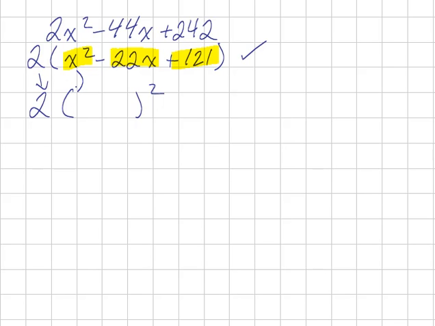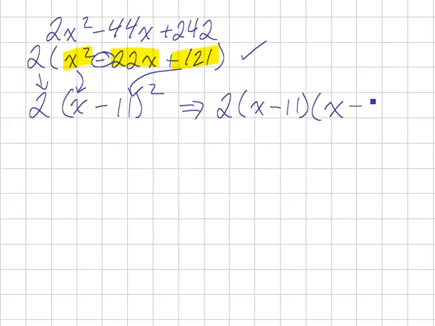The first term, square root of the first guy. The second term, square root of the last term. And the sign is whatever that middle sign is, negative. I could write it a different way. It's the same thing as saying 2 times x minus 11 times x minus 11.